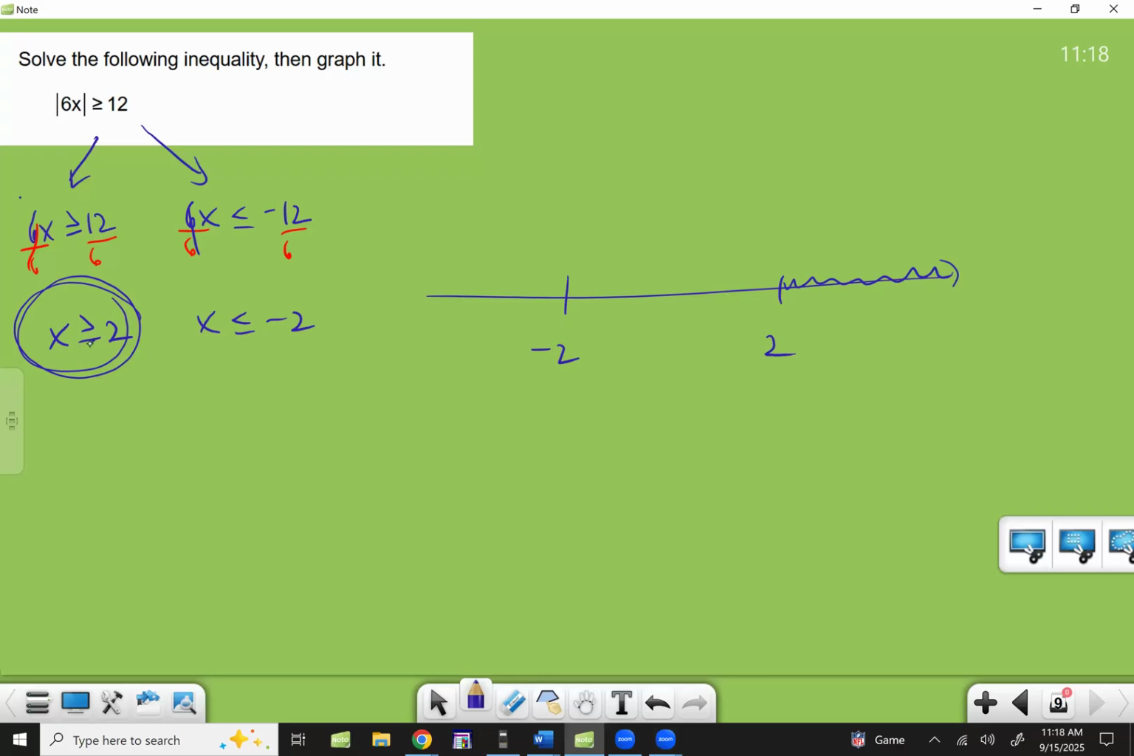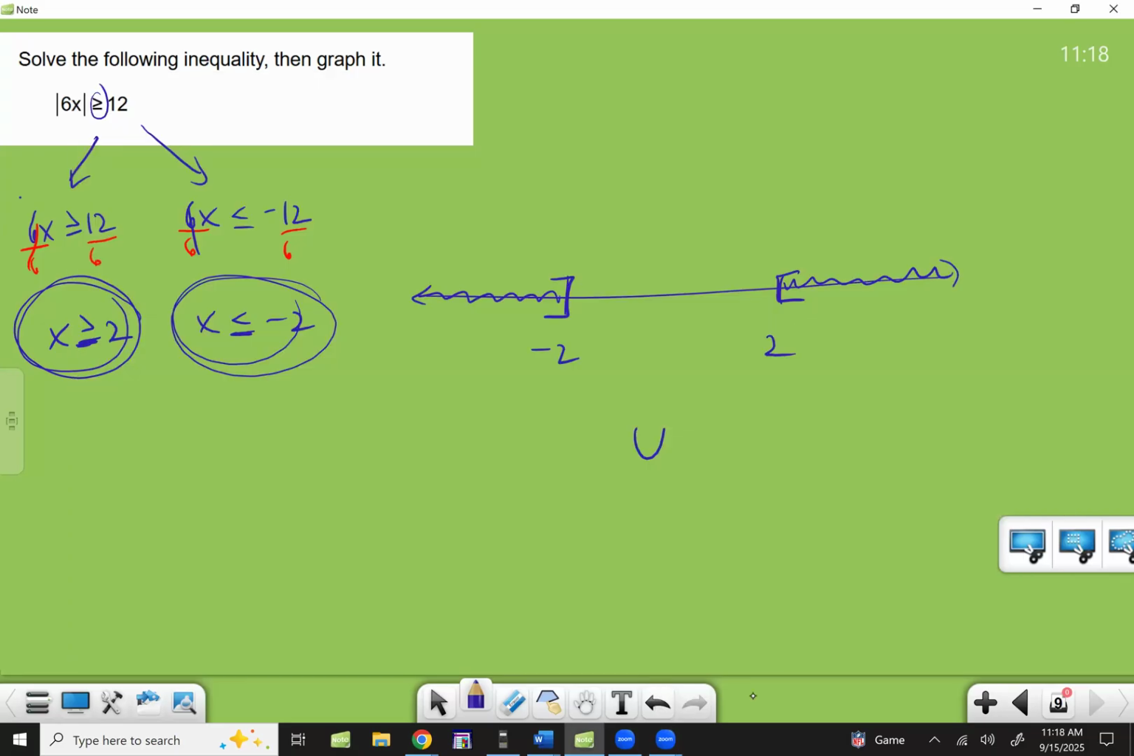Remember that an or equal to means square bracket. Then for this one, it says x is less than or equal to negative 2, so we're going to go to the left at negative 2. And again, the or equal to means square bracket. So there's going to be a union. And there always is a union when it's a greater than.